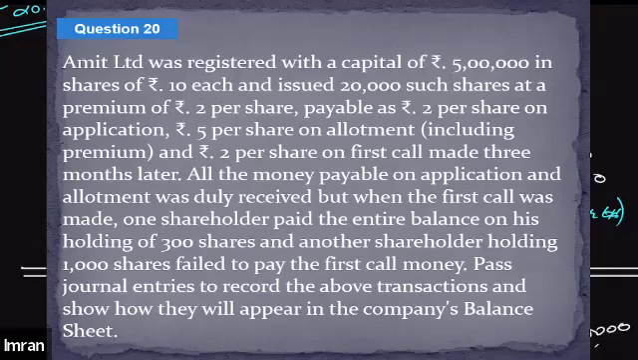Let me just read this question once for you. It says Amit Limited was registered with a capital of rupees 5 lakh in shares of rupees 10 each and issued 20,000 shares at a premium of 2 per share, payable as rupees 2 per share on application, 5 per share on allotment, and rupees 2 per share on first call made 3 months later. All the money payable on application and allotment was duly received, but when the first call was made, one shareholder paid the entire balance on his holding of 300 shares. Another shareholder holding 1,000 shares failed to pay the first call money. Pass the journal entries to record the above transactions and show how they will appear in the company's balance sheet.